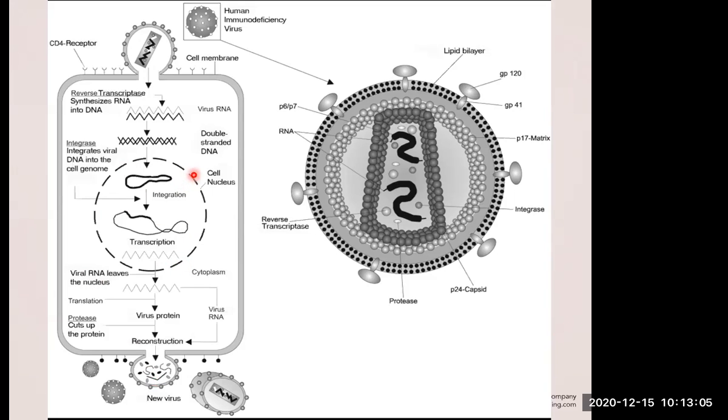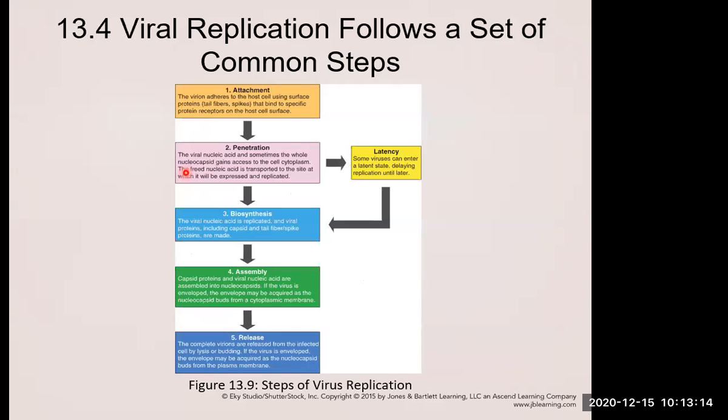So if it integrates itself into the genome, it can stay hidden from the immune system. That's an adaptive strategy of a virus. Pretty sophisticated. We're going to see these processes over and over again today, so I think they're worth committing to memory.